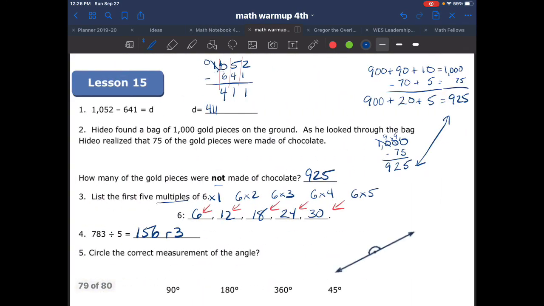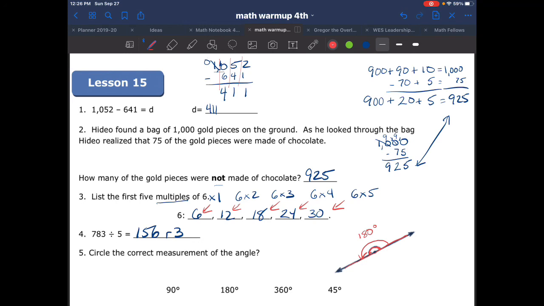Okay, last one, the correct measurement of the angle. So we are looking at this angle. And I think the thing to know here, you don't really need a protractor to measure this. This is one of these things that you can just memorize. When you've got a straight line, the angle from here to here is 180 degrees.